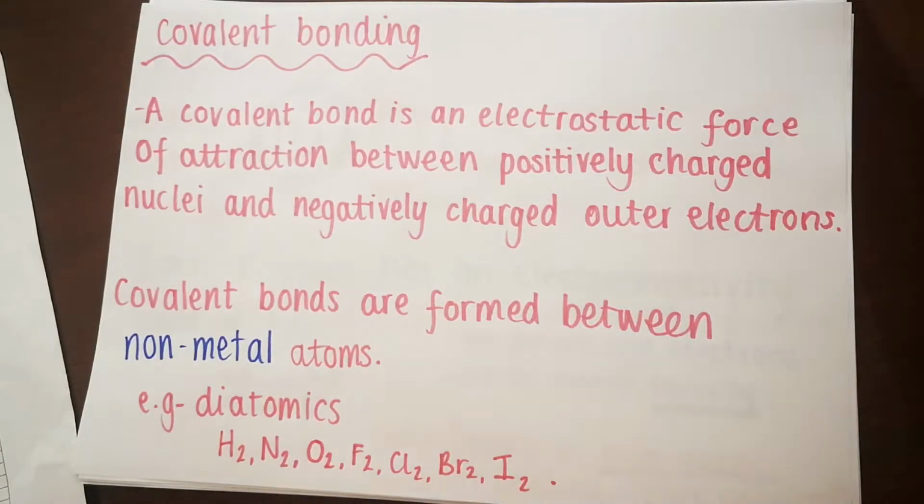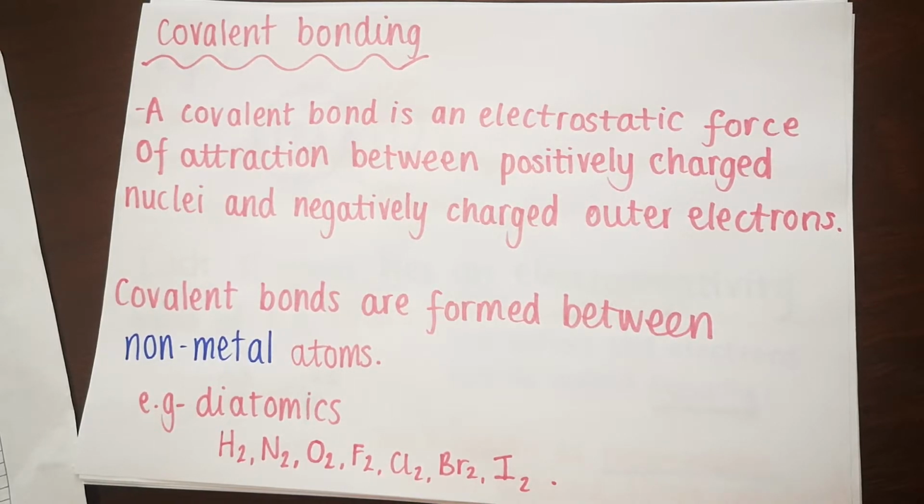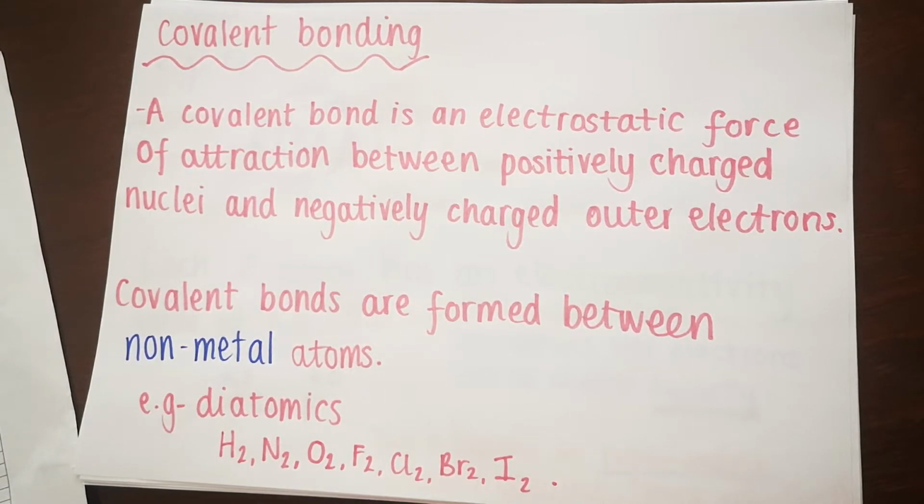Okay, so covalent bonding then. From National 5, you know that a covalent bond is an electrostatic force of attraction between positive nuclei and negatively charged outer electrons. So remember, it's a shared pair of electrons. Your positive nucleus, your protons in there, are attracted to the negative electrons that they are sharing between the atoms. Okay, so covalent bonds are formed between non-metal atoms, and that's important. They're always non-metal.